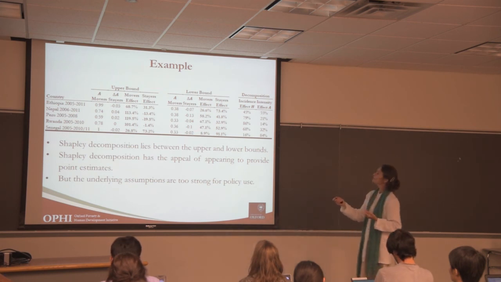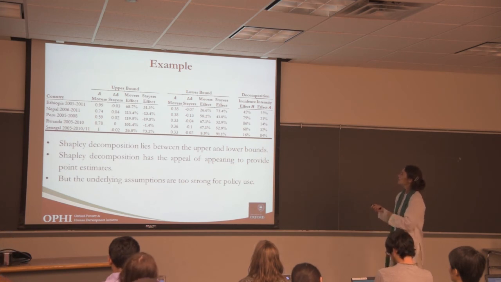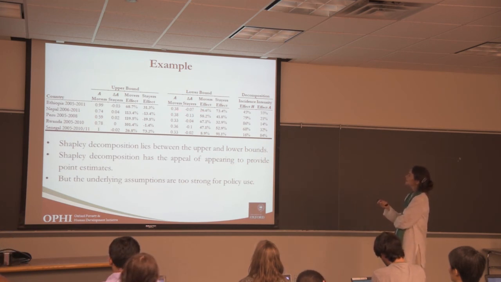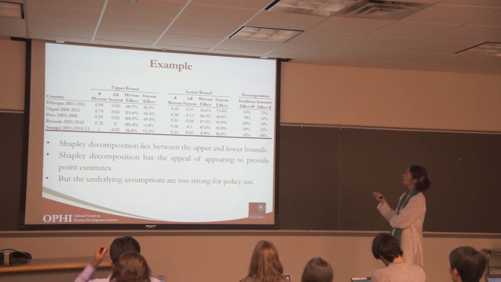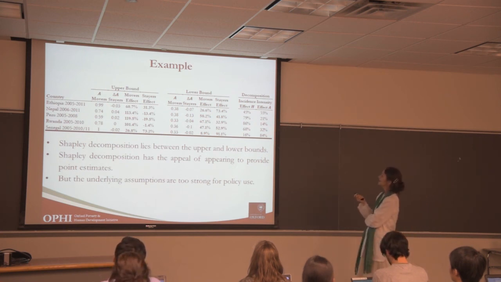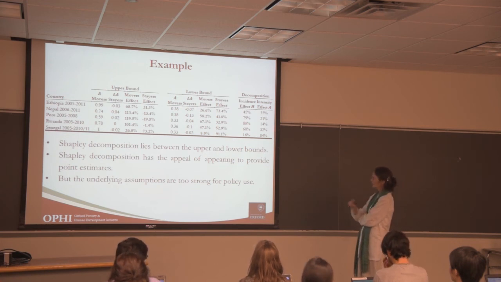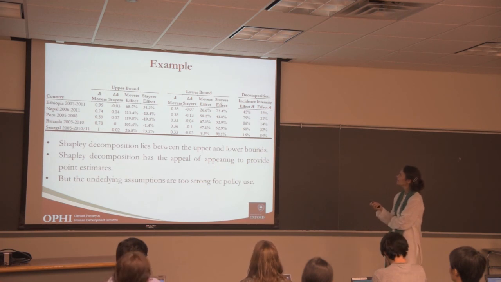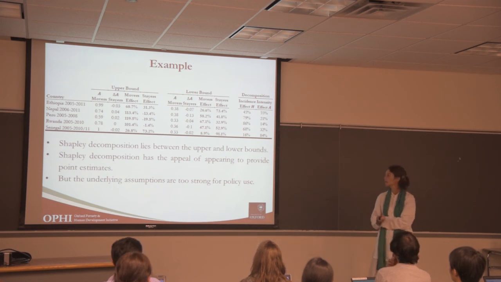So this is what we saw before from the empirical, and this is the Shapley decomposition. And what you'll see is that in this case, for example, Shapley says that the incidence was 45% in Ethiopia, and the contribution of intensity was 55. And that is between the upper and the lower bounds, naturally, in every case. And it seems appealing, because you can say, look, 86% of the reduction of poverty in Peru was because of people leaving poverty, and 14% was a reduction in intensity of the ongoing poor. So it has the appeal of trying to provide very simple point estimates for policymakers.